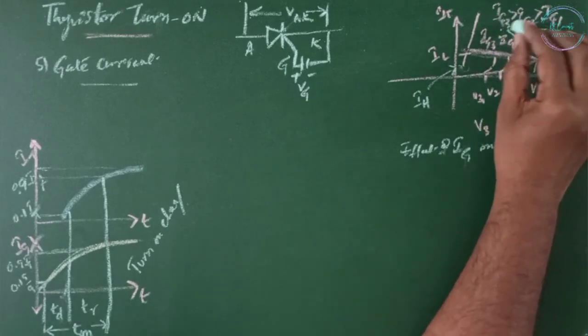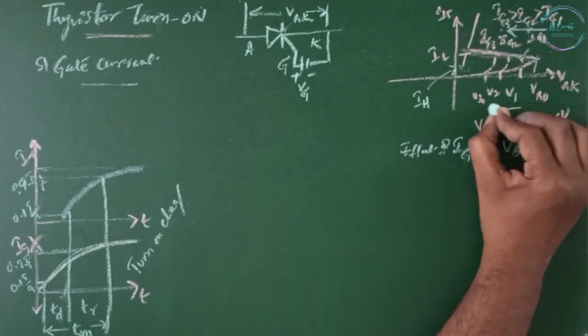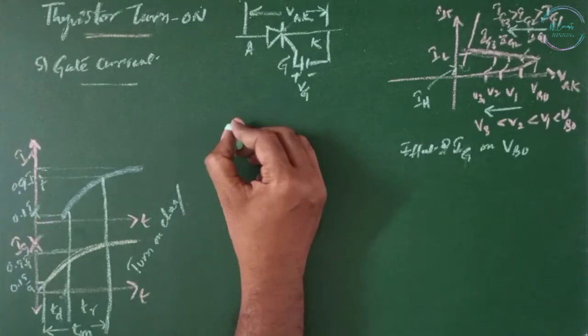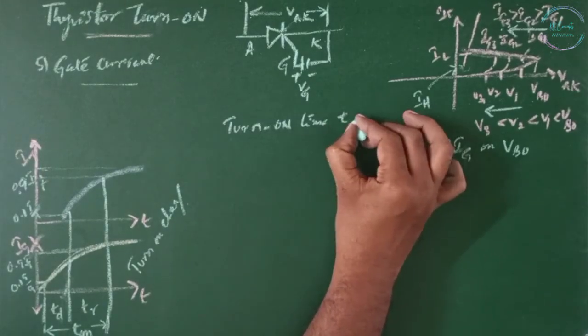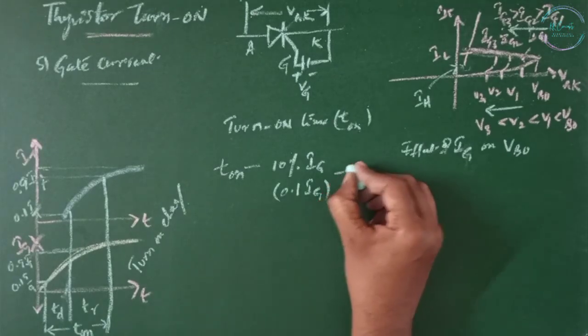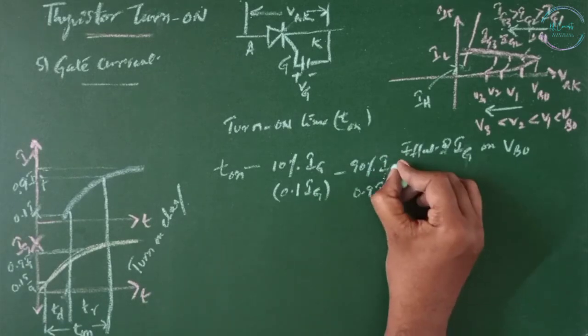So as the gate current increases, the VBO is decreasing, and there is a time delay known as the turn on time between the application of gate signal and the conduction of the thyristor. So T on is defined as the time interval between 10% of steady state gate current and 90% of steady state thyristor on state current, that is IT.